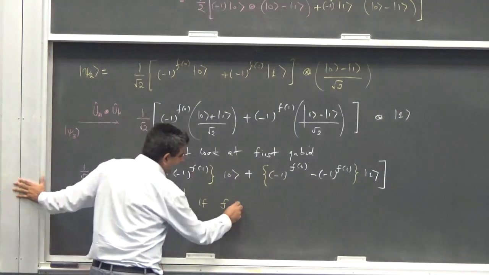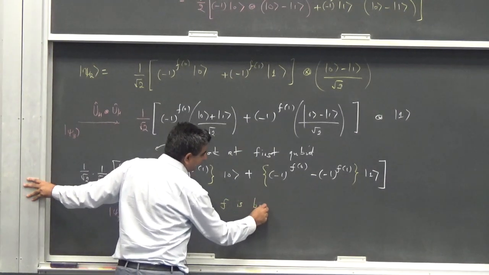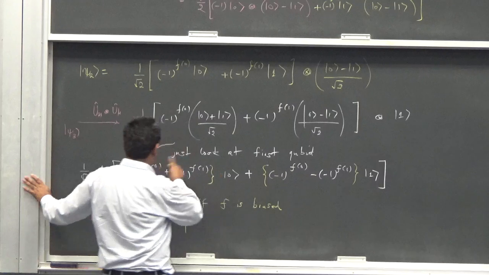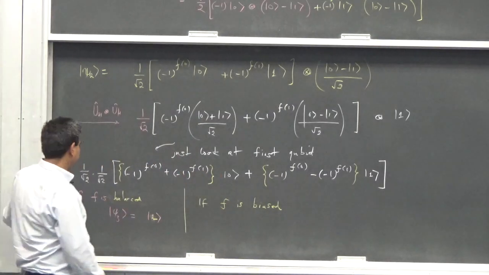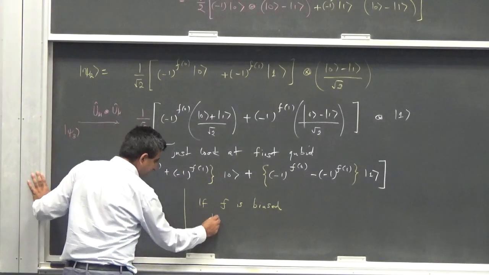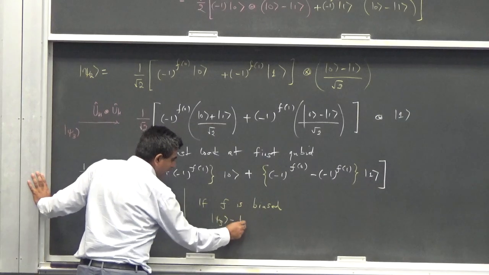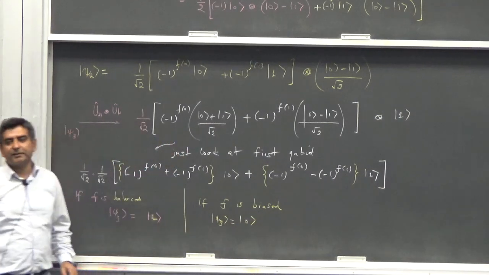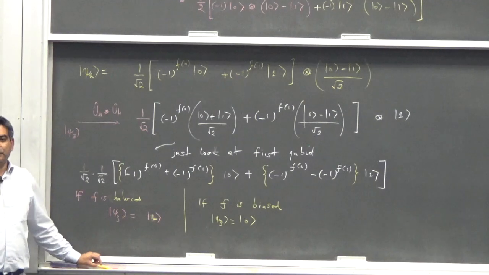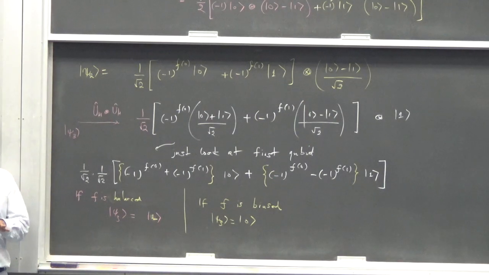And if f is biased, biased means it's constant for both of them, then we will be left with ket 0. Correct? So in one go, we have determined whether the function is constant or it is balanced. So we do a measurement over here on this qubit.